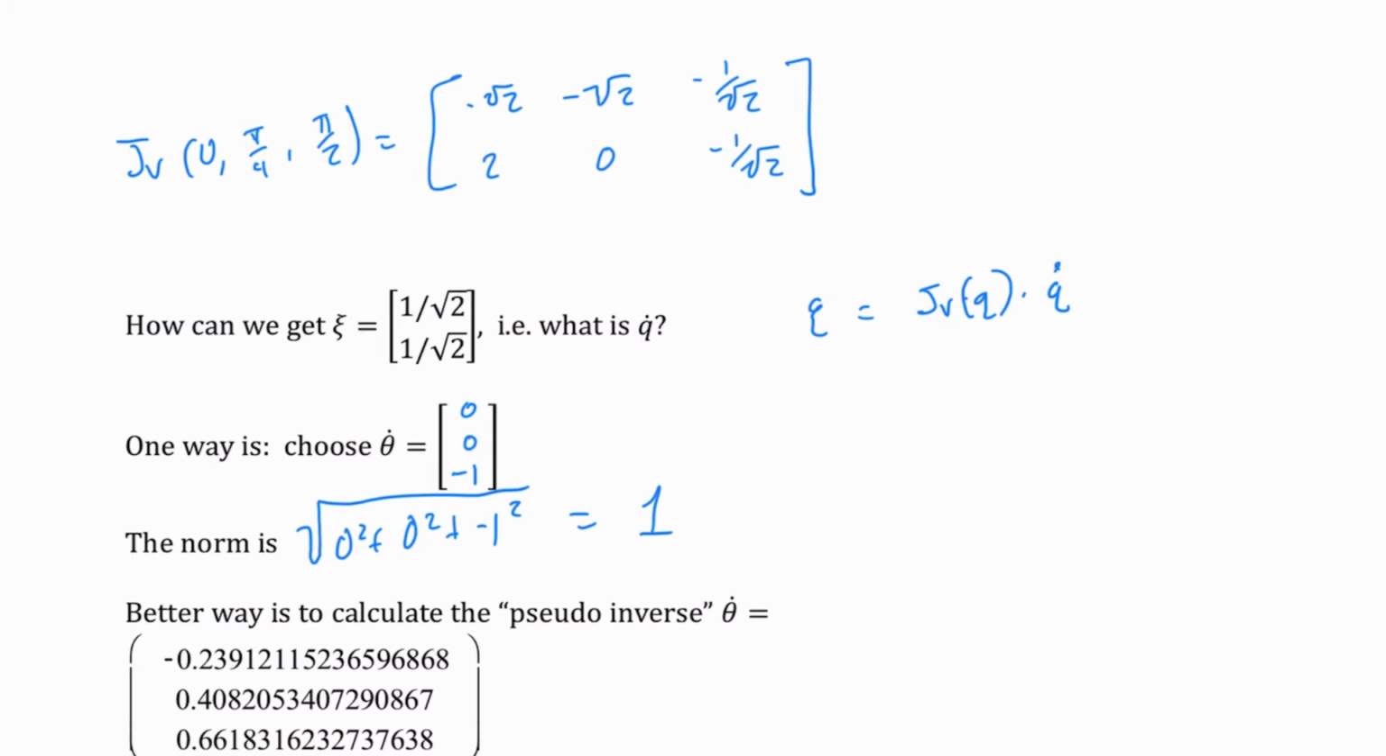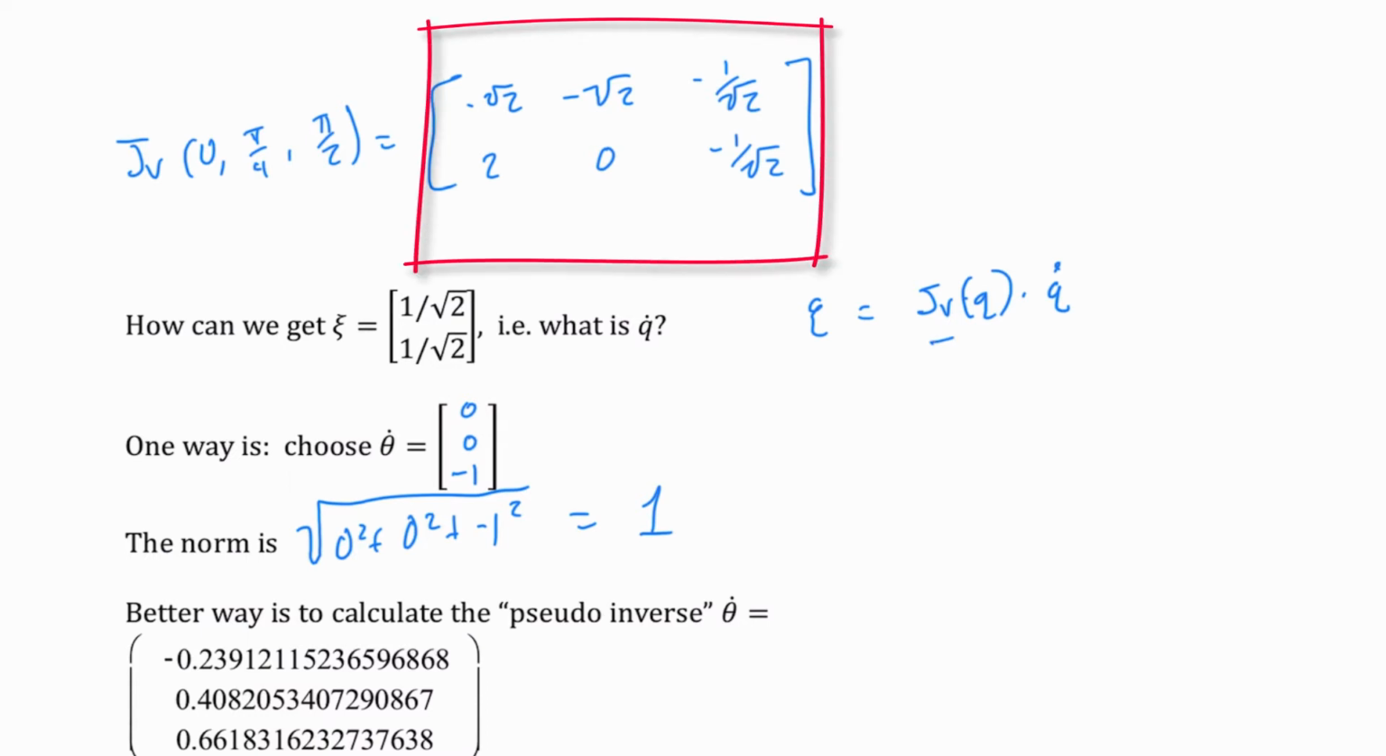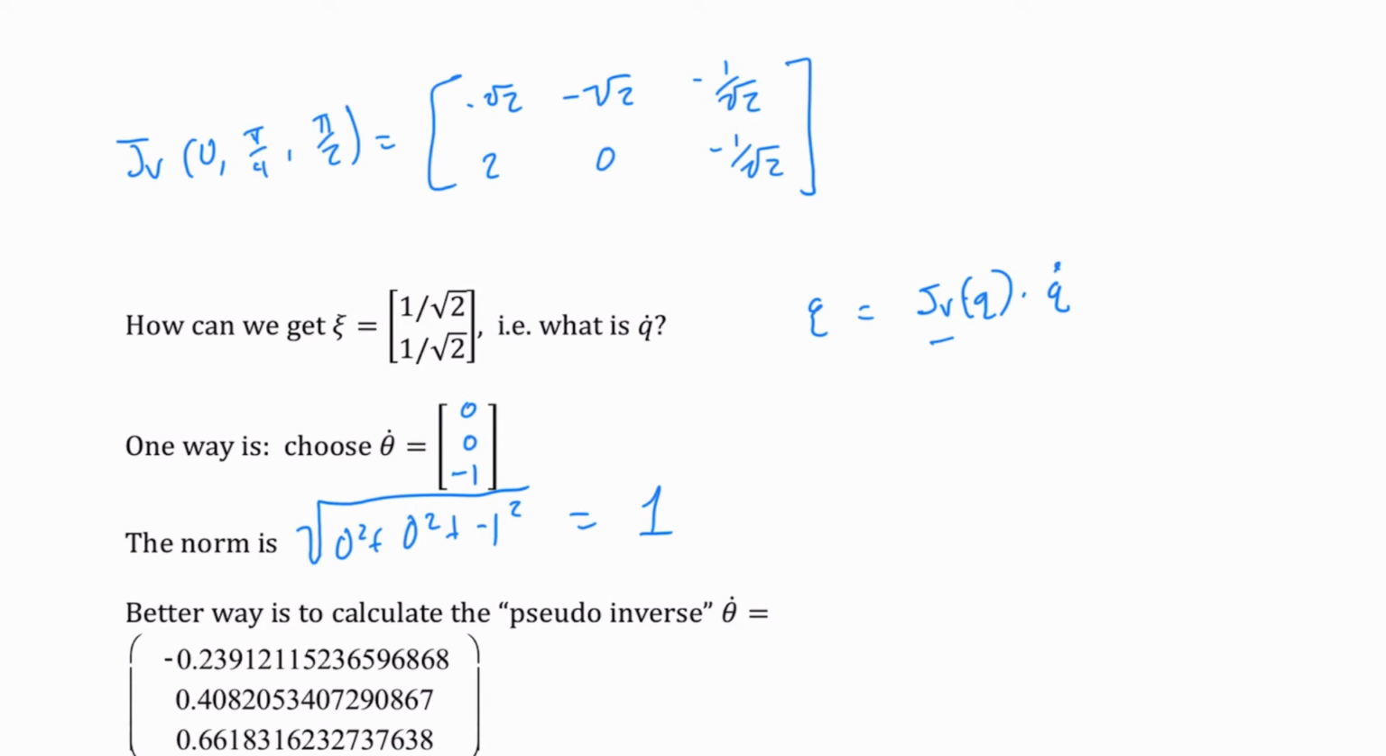Now, a better way to do this is to compute what is called the pseudo-inverse. Since we can't directly invert this Jacobian because it's a 3 by 2, what we could do instead is say that theta dot is equal to Jv transpose times the inverse of Jv times Jv transpose, times psi.